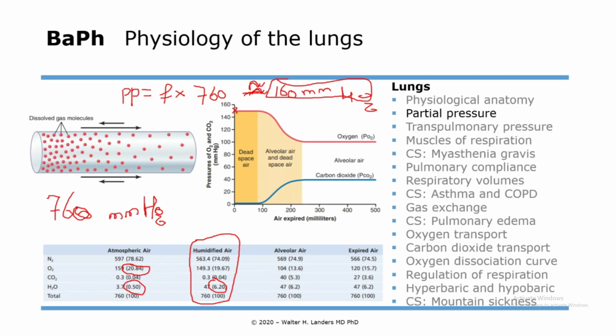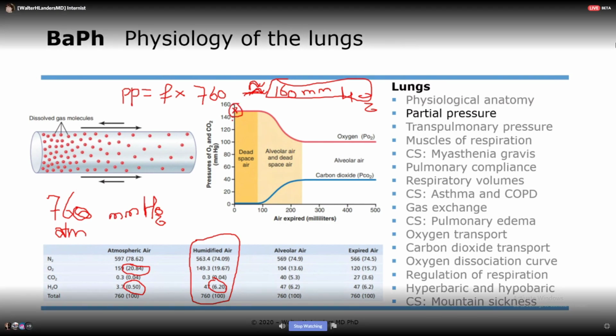Magnolia asked, what's the 764? That's the atmospheric pressure. So add ATM, atmospheric pressure. So this is inhaled and humidified air. So there's water added to this.